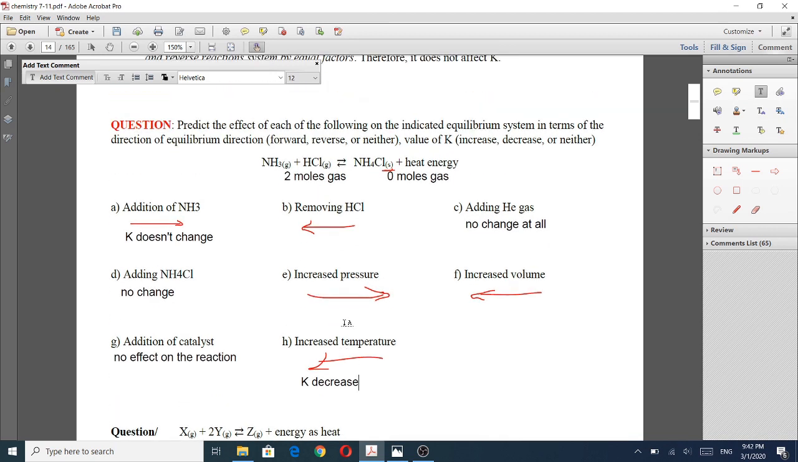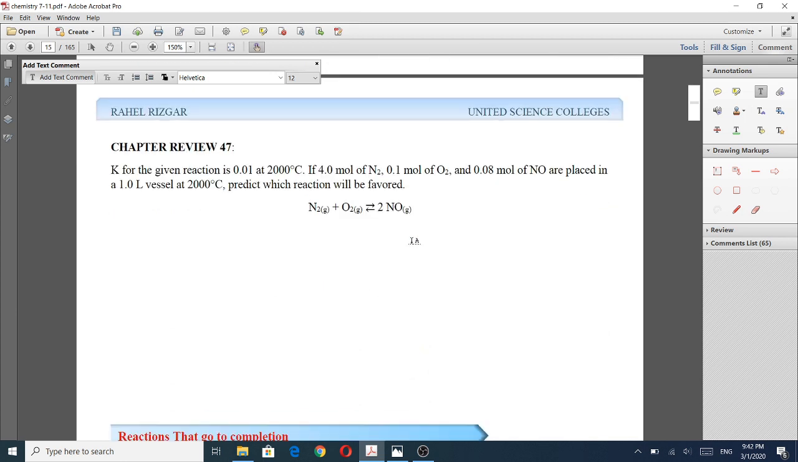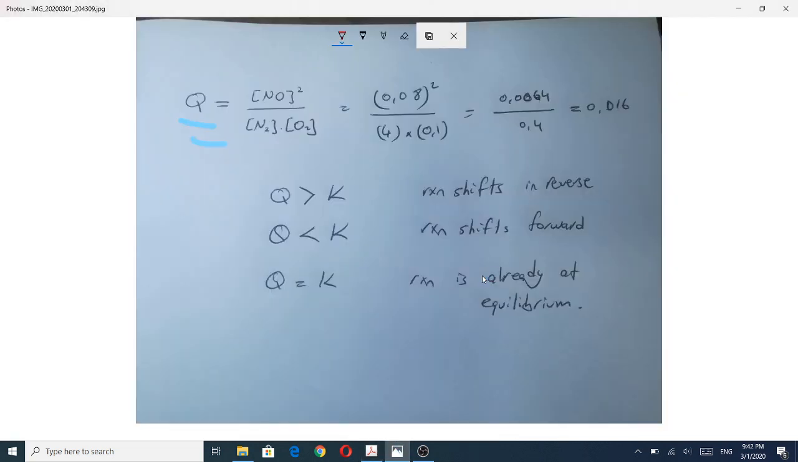That is the changing of equilibrium. There is a question in chapter review, question 47, which is related to this point and also related to section 1. So I have added the solution here. First, you have to find something that's called Q. What is Q? Q here is the ratio of product to reactant, but at any point other than equilibrium.